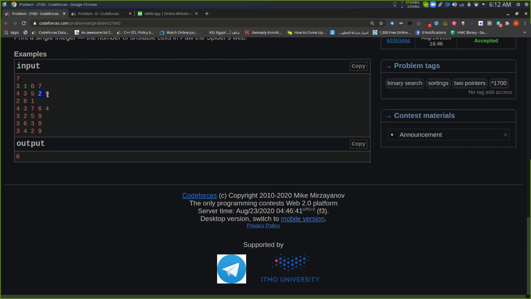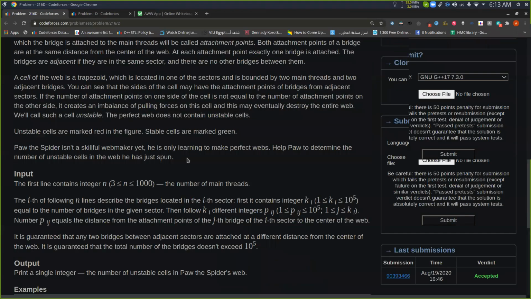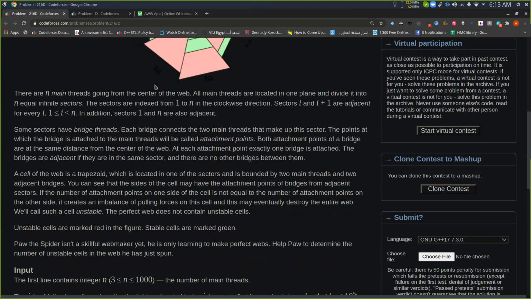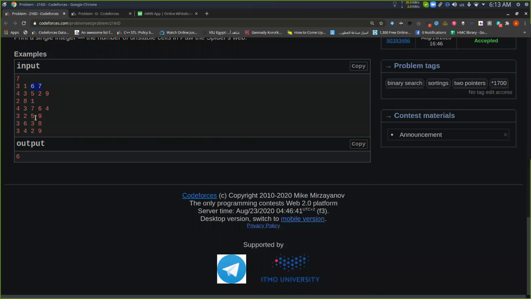Okay, so let's count the number of bridges between 9 and 2 in the sector after the cell. It will be only 8. So here, 1 on the right side, and for the left side, we have 6 and 7. So this is not okay. Let's search for an okay cell. So here at 5. Let's check 5 and 9, this cell. Let's see the previous sector and see how many bridges are between 5 and 9. So we have 4, 6, 7. No, not 4. We have 6, 7.